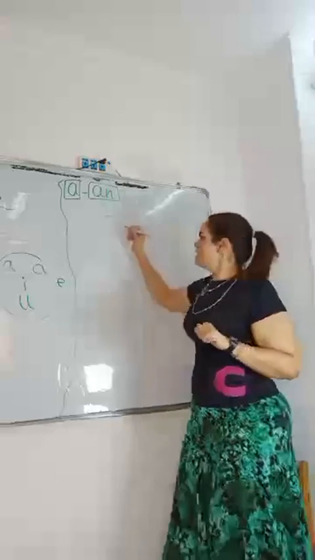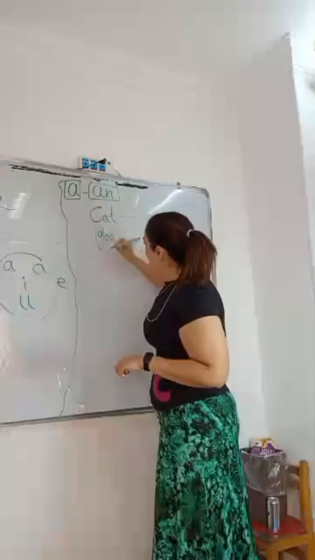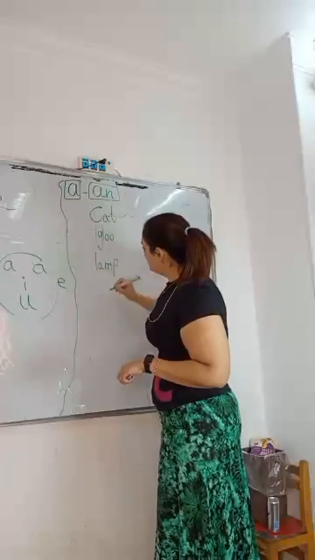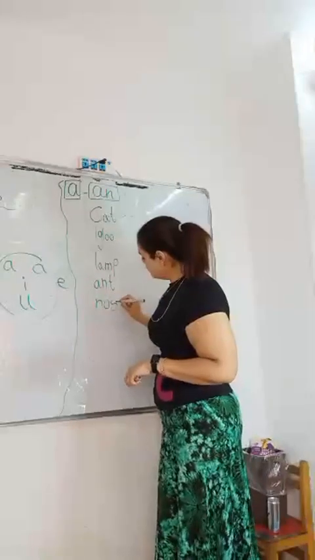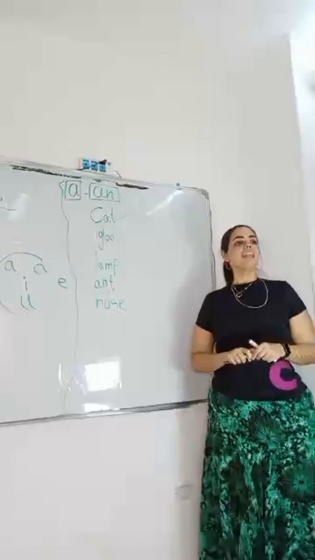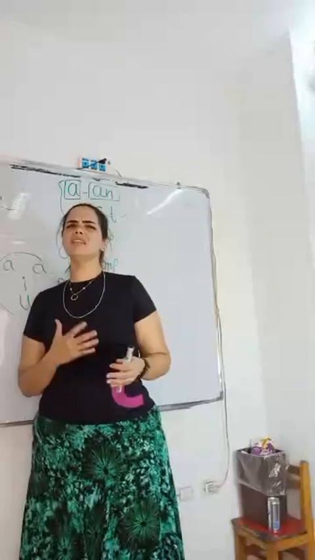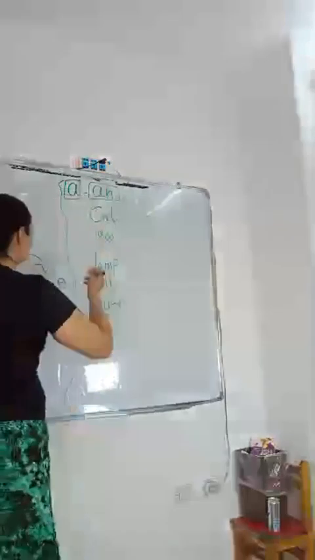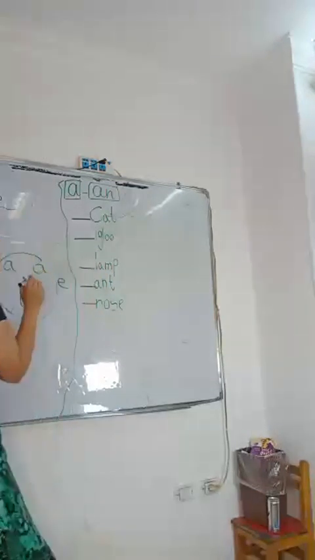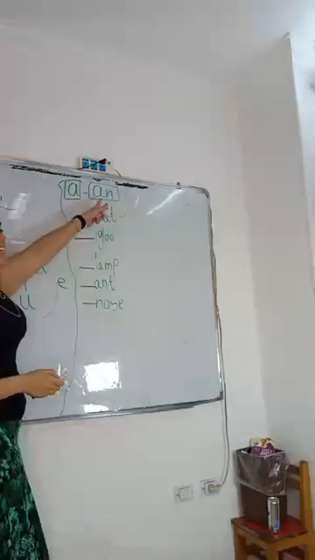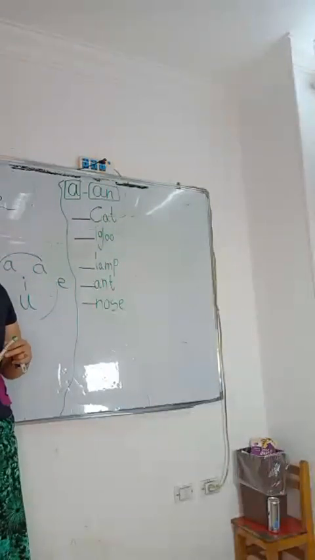So look here, Karma. I have a word like cat. Another word like igloo. Another one like lamb. Another word like and. And here we have another word like nose. We are going to write a or an. Concentrate. Vowels take an. With the vowels, we use an.